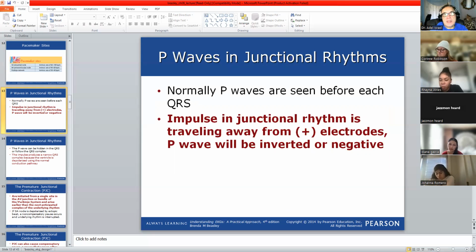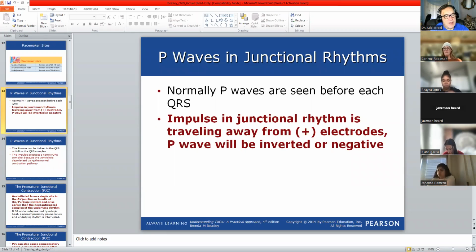Impulse in junctional rhythm is traveling away from the positive electrodes. So the P wave will be inverted or negative all the time. This is the explanation why the P wave is negative all the time: because the impulse travels away from the positive electrode. I told you in the first lecture that if the electricity is going toward the electrodes, it will be big. If it goes away from the electrodes, it will be negative.